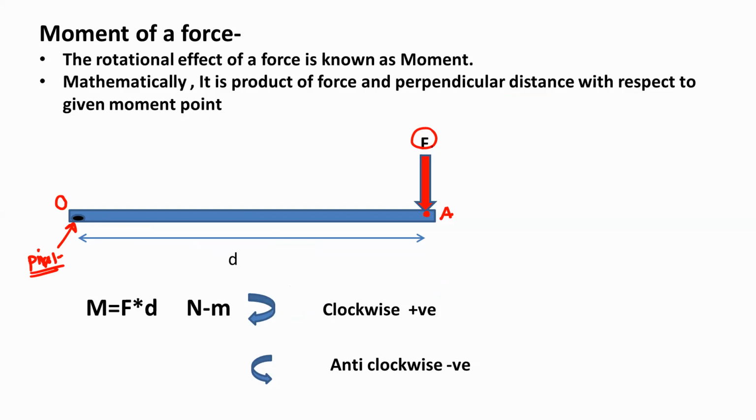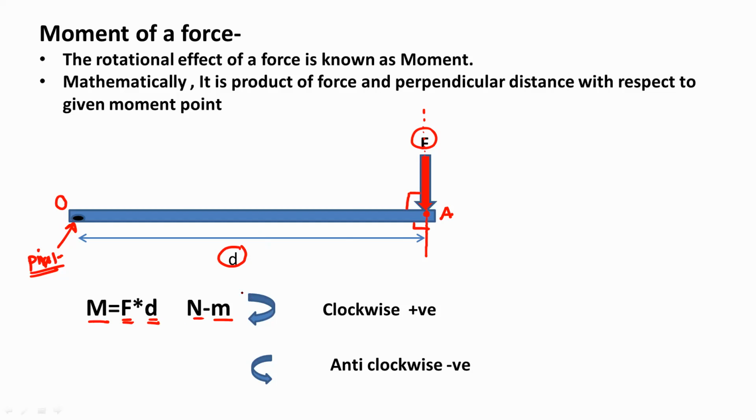Suppose we apply the force F at point A, which is separated by distance D. So D is the perpendicular distance. The meaning of perpendicular distance is that the distance is perpendicular to the line of action of the given force. This is the imaginary line, that is the line of action, and this distance D is perpendicular to the line of action. So the mathematical equation for the moment is M equals force into perpendicular distance, and the unit is Newton meter. Force unit is Newton and distance is meter.